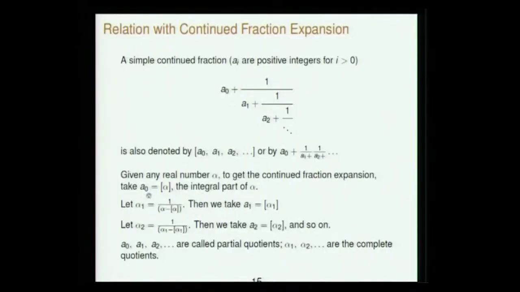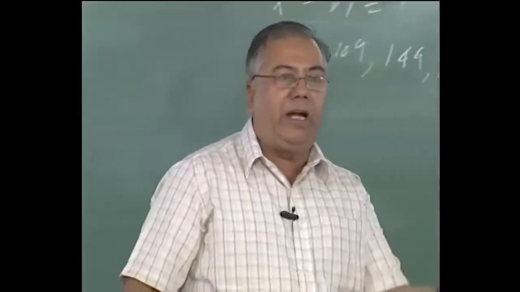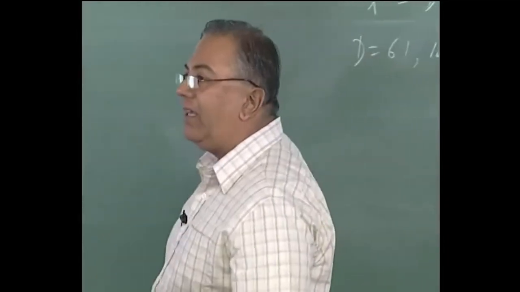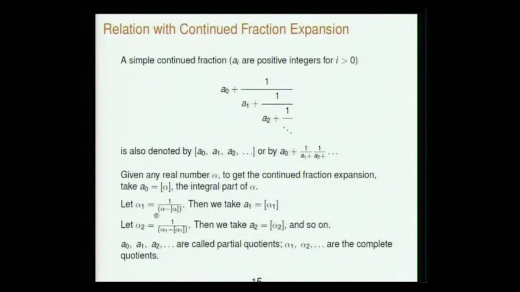The first partial quotient a0 is just the integral part of alpha. What is the integral part of alpha? If the number is 1.3, integral part of that is 1. If the number is 1.9999, the integral part of that is still 1. Now subtract integral part of alpha from alpha, so that will lie between 0 and 1. Take 1 over that, take the reciprocal of that, that will be much more than 1, that is called alpha 1. Take the integral part of alpha 1, call it a1.